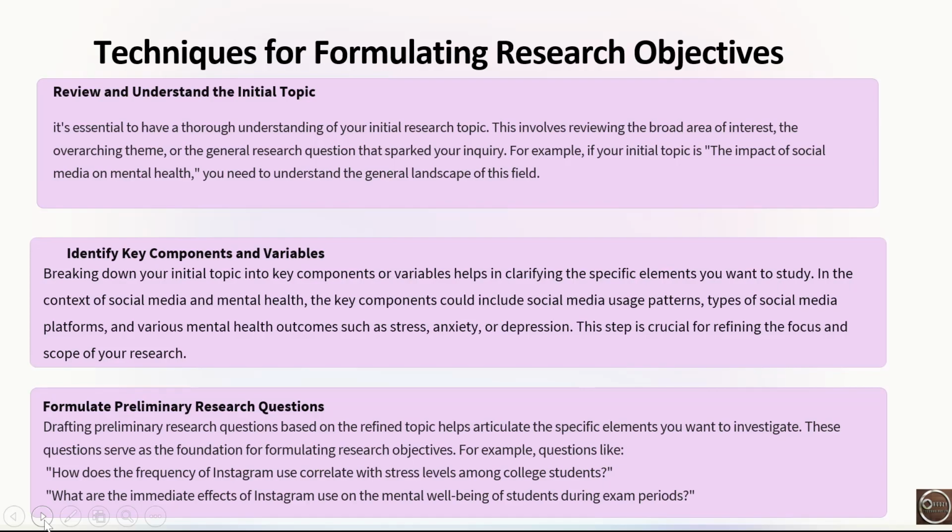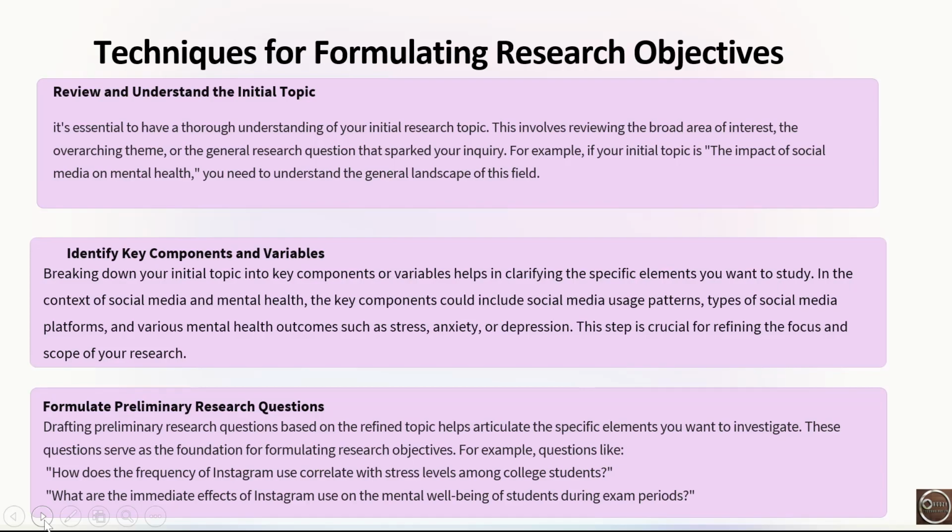You have already identified your topic. You have already gone through the topic. You've already gone through the literature. Now break down the topic in terms of key elements, variables. Break them down. Now, go to the next step. You have broken down your topic in terms of variables, in terms of key components. Then go ahead and form research questions from these components.